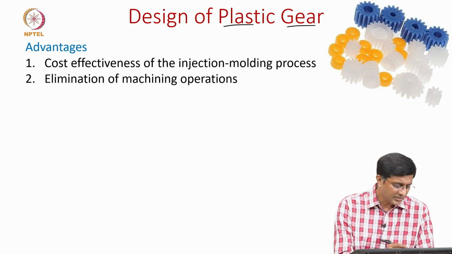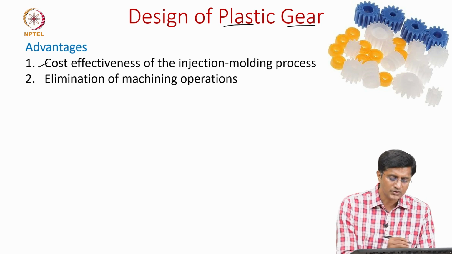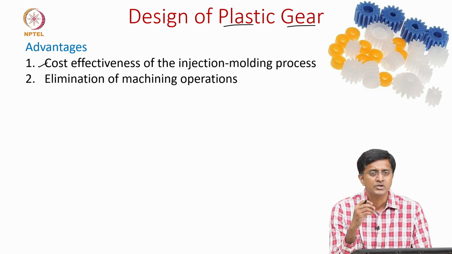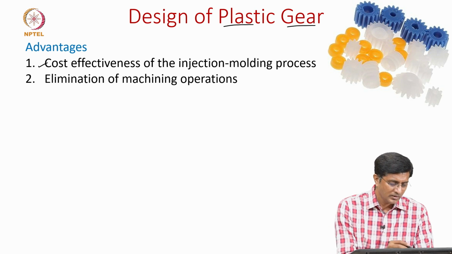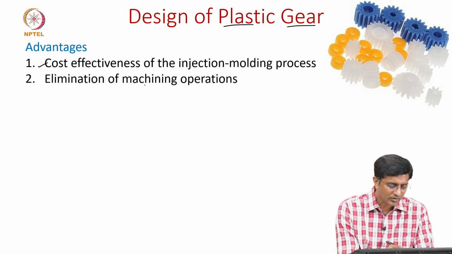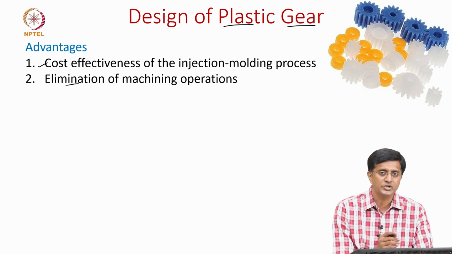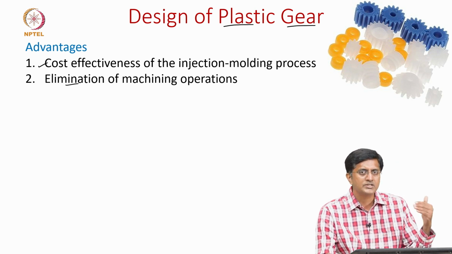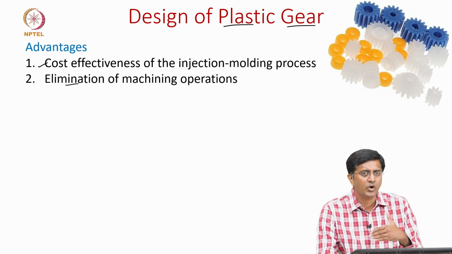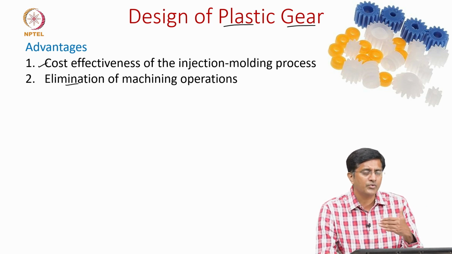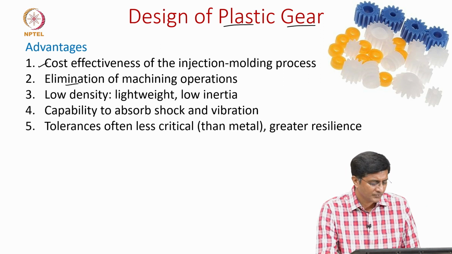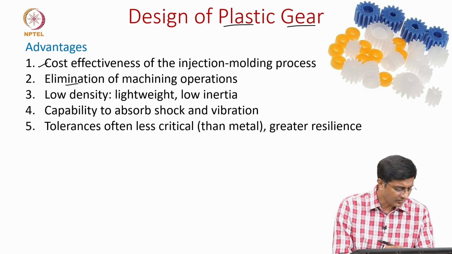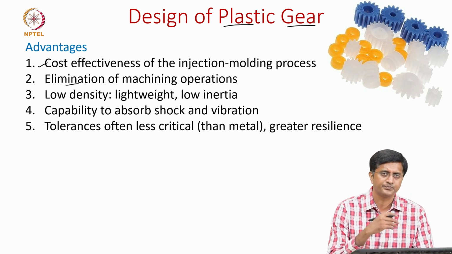So, two of the advantages are cost effectiveness. Because we can use the injection molding process, this makes it ideal for mass production as well as reducing the cost of manufacturing. And of course, one of the advantages of injection molding is that it eliminates your machining operations. As we have already seen previously, machining is something not all polymers are good at. Maybe a few polymers like Delrin are okay with machining, but not all of them are.